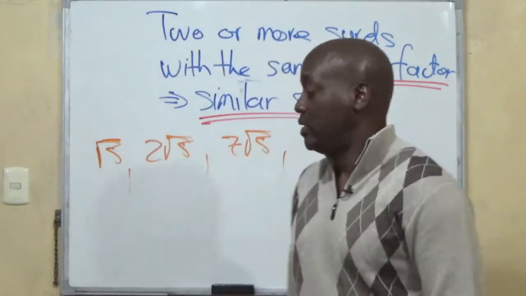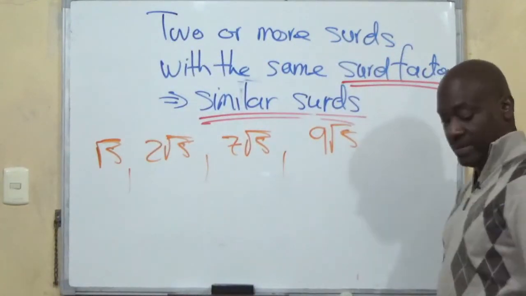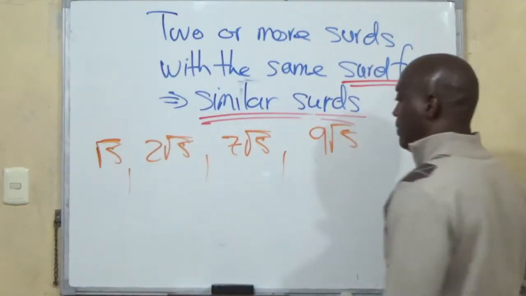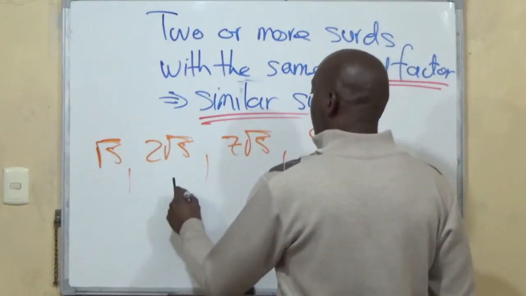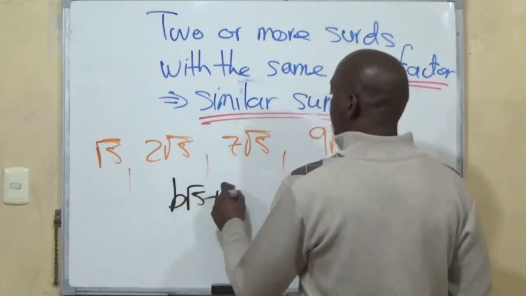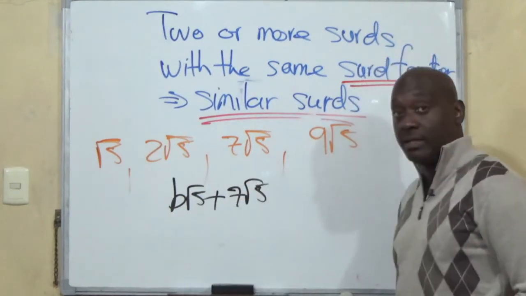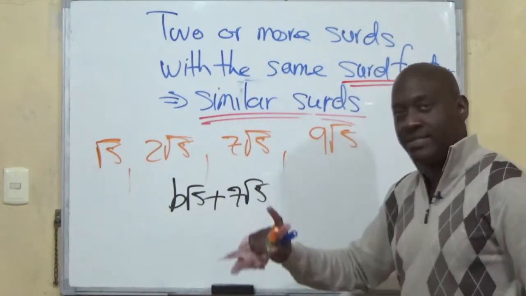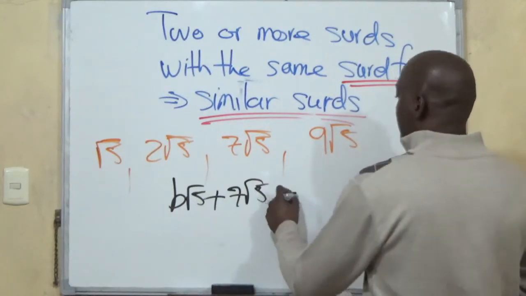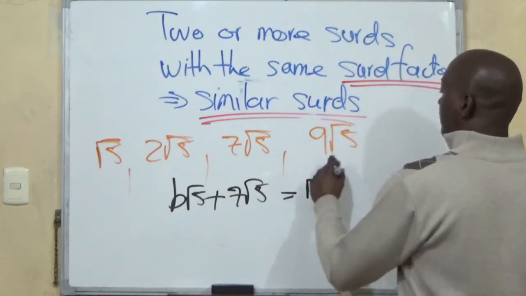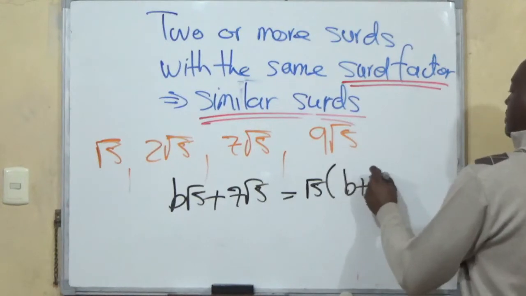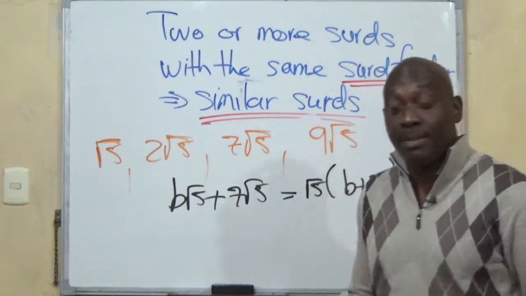root 5. So if, for example, we have a situation where we have, let me say, b root 5 plus 7 root 5, we could factorize that because root 5 itself is a factor. And if you factorize that, you end up with root 5 on the outside times b plus 7. Yeah, you have to be able to do that too.